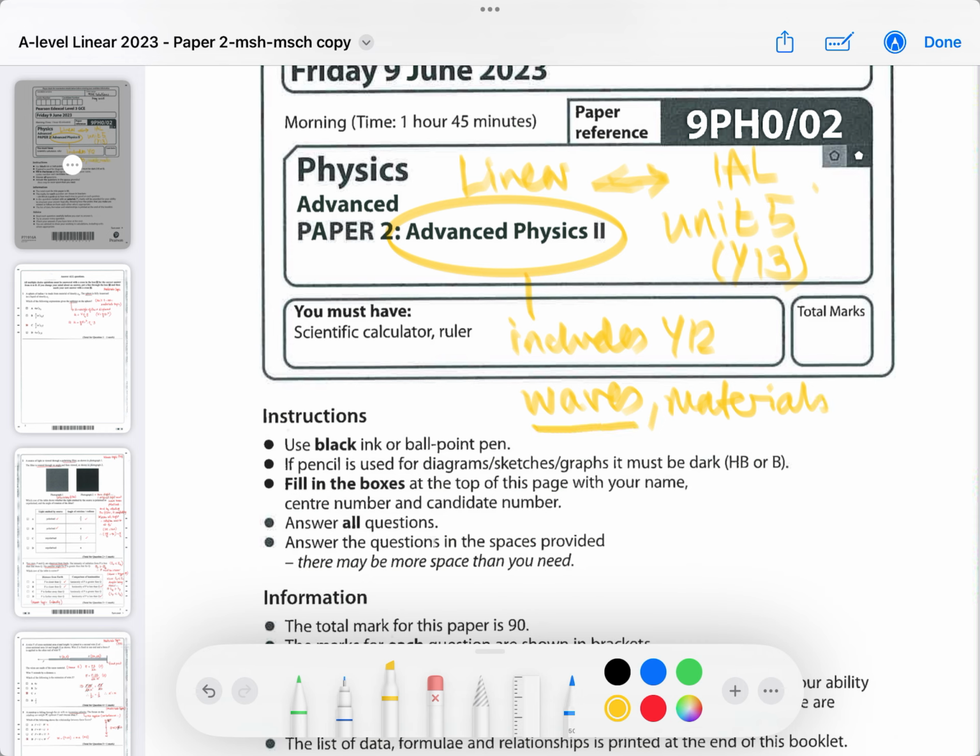Well, if you think about it, waves are required for astrophysics, looking at spectra for stars. So it makes sense to link in waves with the year 13 content. So this will also help students preparing for Unit 5 IAL.